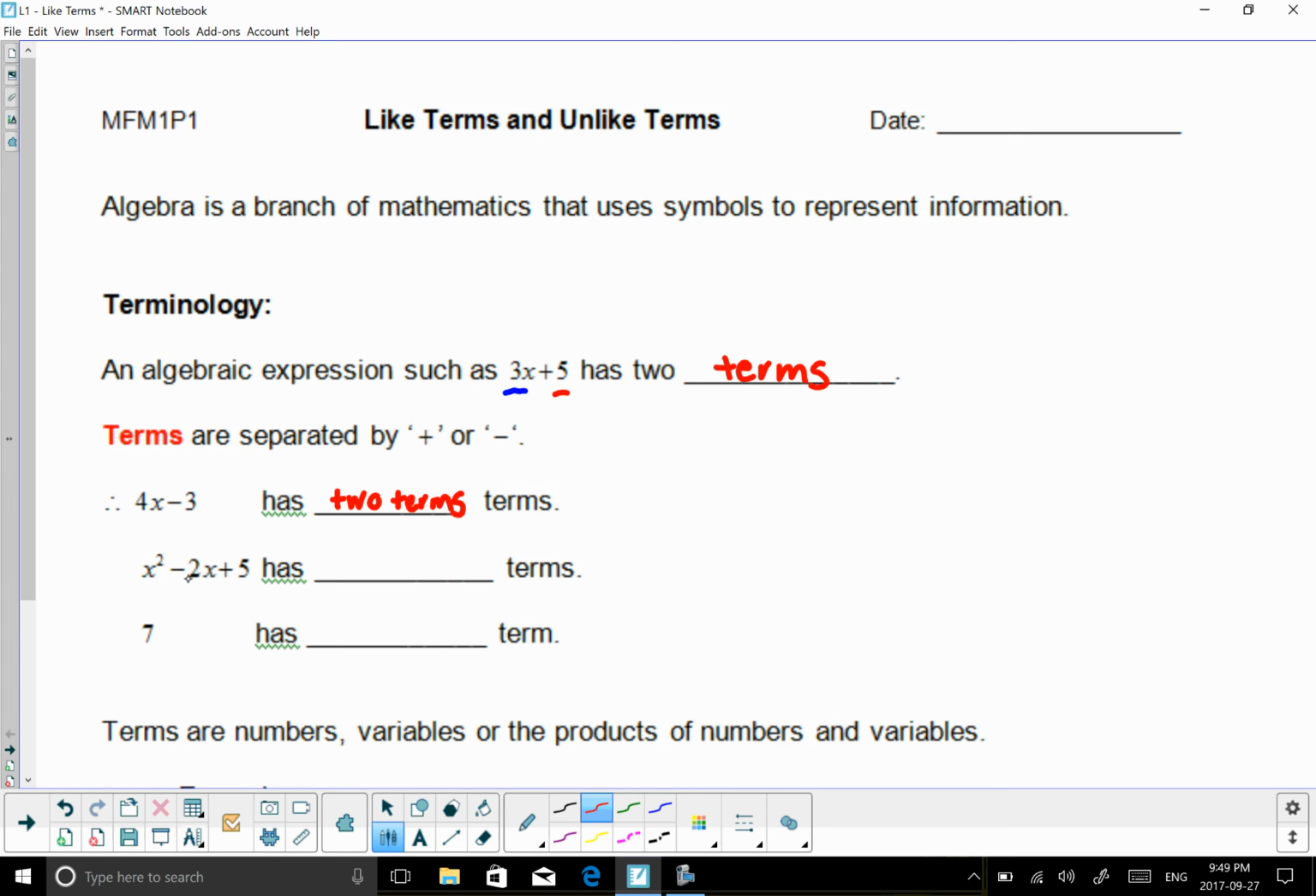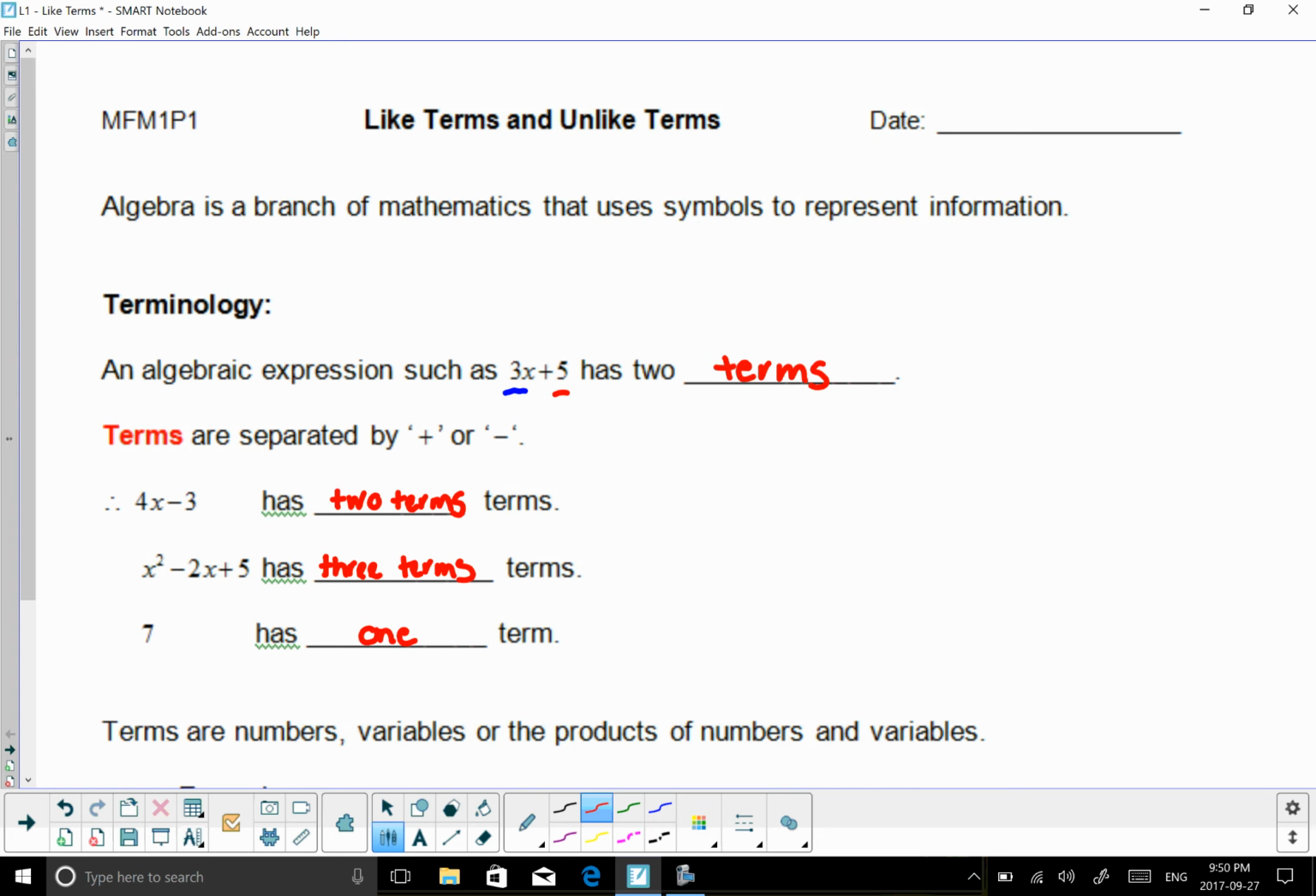Then there's x squared minus 2x plus 5. That has three terms. X squared is different than 2x. So these are two different terms. They both have x's, but they're not the same. Then we have just the number 7. That's considered to just be one term. Terms can be numbers, like a 7.